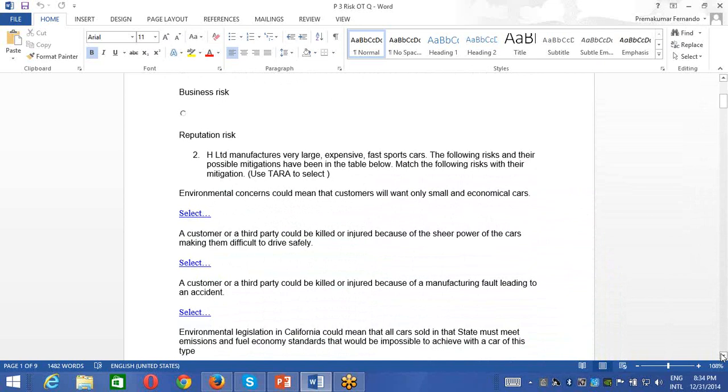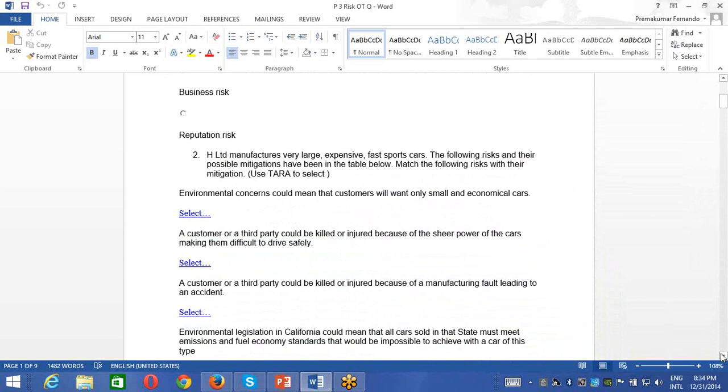So here they are talking about manufacturing very large, expensive, fast sport cars, so they are the more expensive ones. But environmental concerns could mean customers will want small and economical. So we have to live with it. We have to accept it.